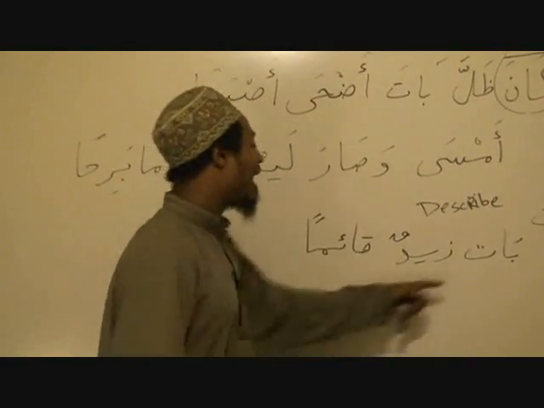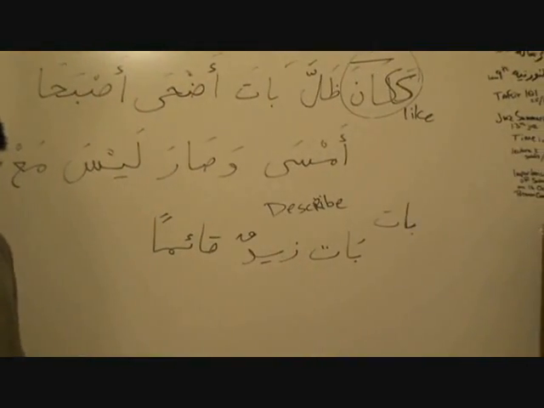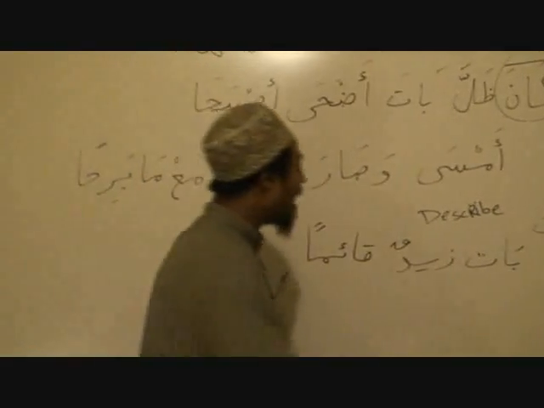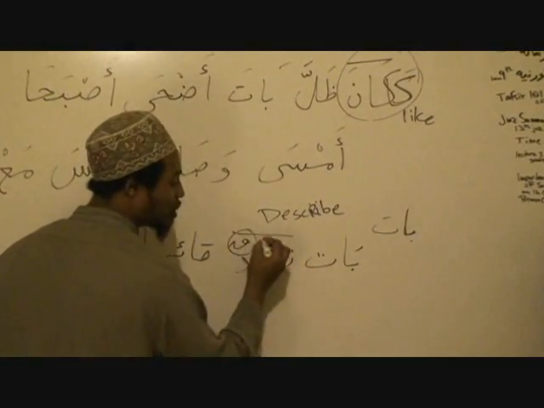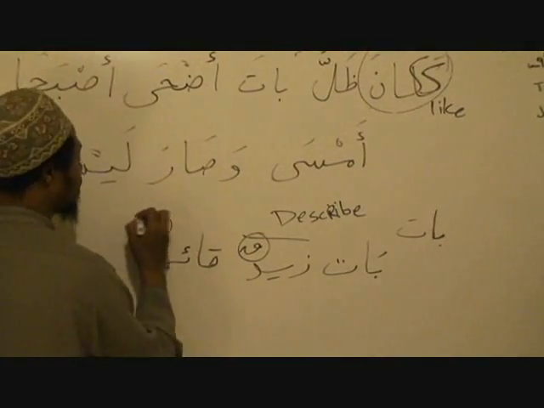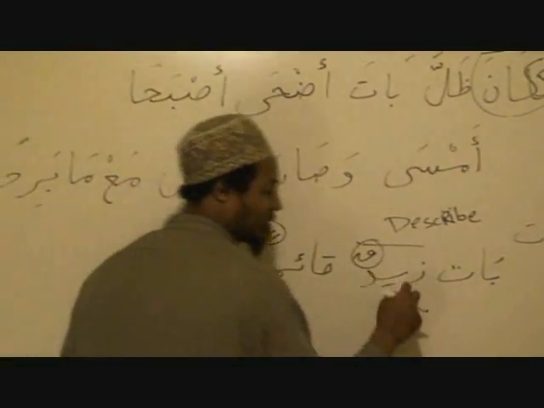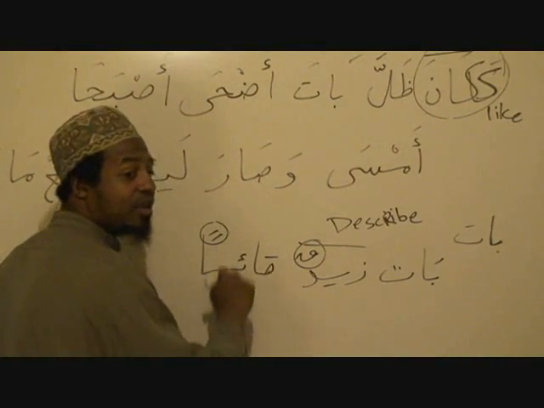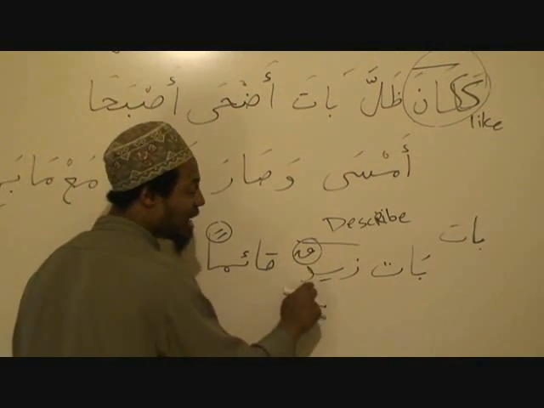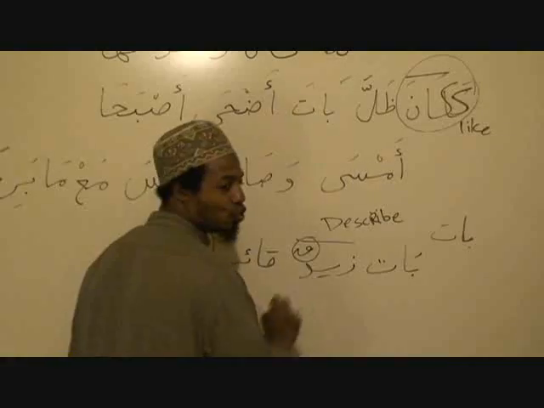He spent bata Zaydun qa'iman. Okay? You understand that? So now, bata Zaydun, he's the ismu bata, and we have the dhamma that shows that, and the tata over here is the nasbi, because Zaydun is ismu bata, and qa'iman is what? The khabar, the information about Zayd, and so it has to be mansubun.